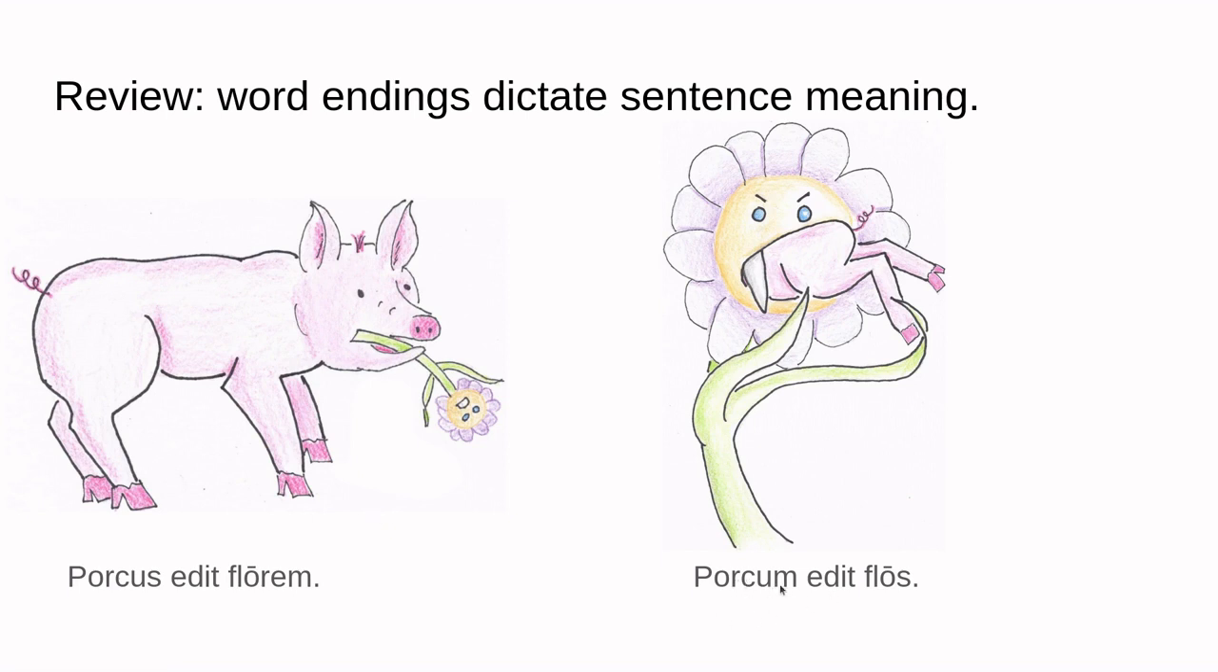And here, porcum is in the accusative, so it's the pig being eaten this time, and the flos, the flower, is in the nominative, so it's the thing doing the action of eating. So you might look at a picture like this and say, well, we went from flos to florem and porcus to porcum, so is there like a pattern to this? Like, how do I know what to do? And the answer is yes, there is a pattern.